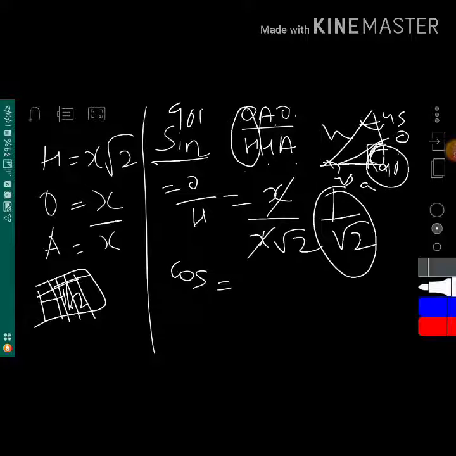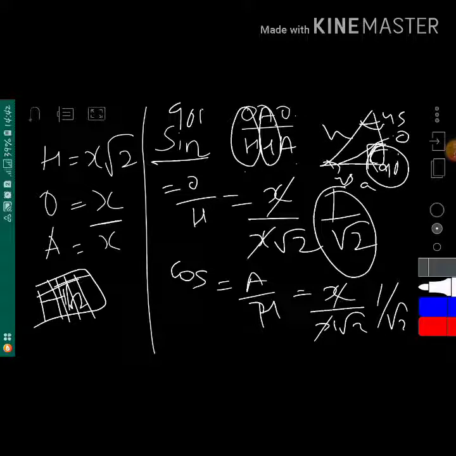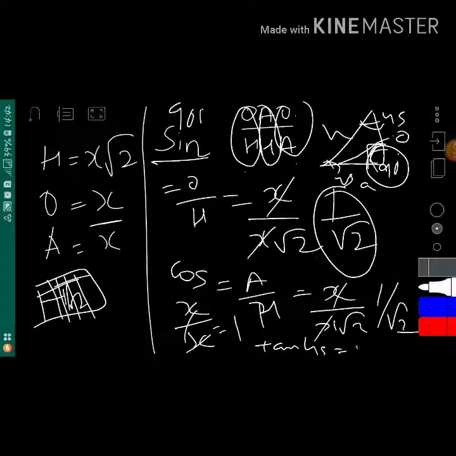So cos will be A by H, right? What is my x? H again, x by root 2. Again the same thing, 1 by root 2. Right? Same. Now what will be my tan? O by A. What is my O? X. What is my A? X. So it is equal to 1. So my tan 45 degree will be 1. Did you understand the logic?